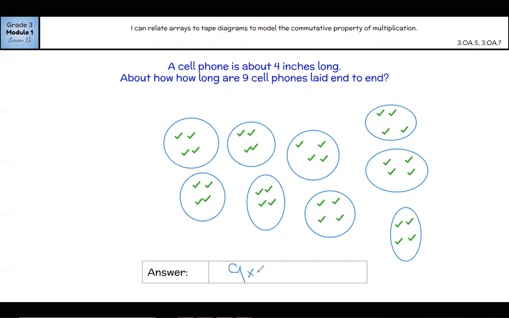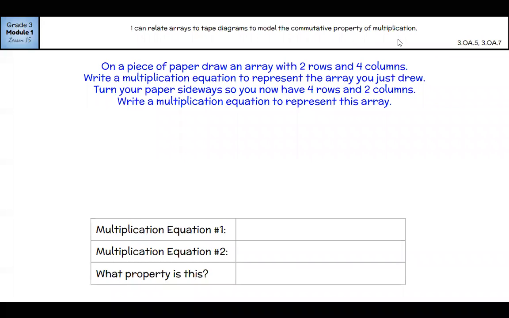So there are 9 cell phones, each one is 4 inches. So 4, 8, 12, 16, 20, 24, 28, 32, 36. Now, if you can't count by fours yet, you might have had to count those one by one. But since I've been practicing and I know my fours, I can skip count by fours and it makes it go a little faster.